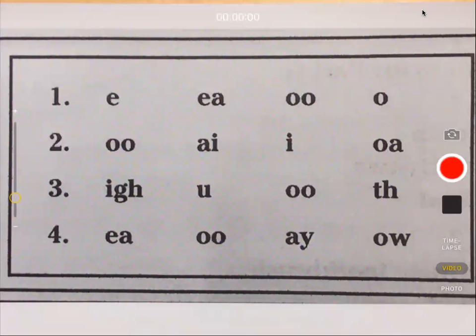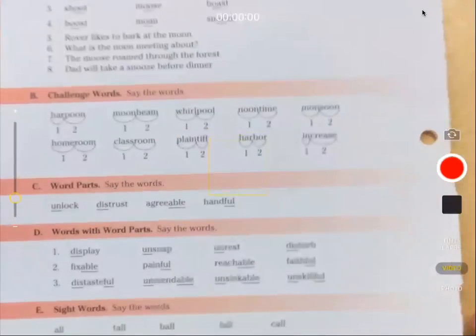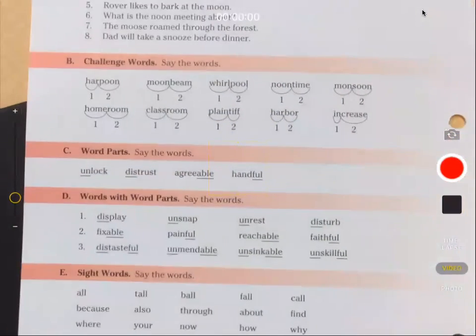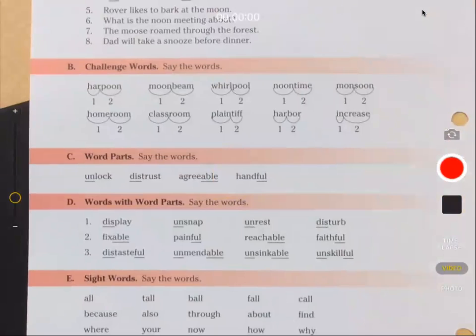Very good. And I would also like to quickly review the word parts that you were introduced to yesterday. Please quickly take a look at part C, paying special attention to the underlined letters. The word parts are un, dis, able, and full.